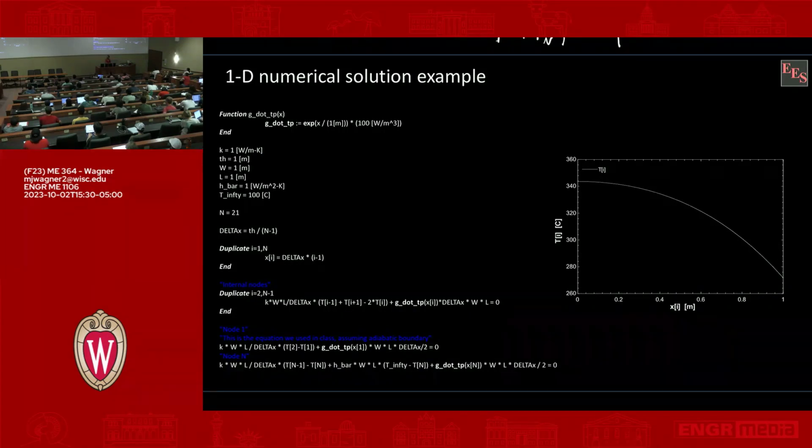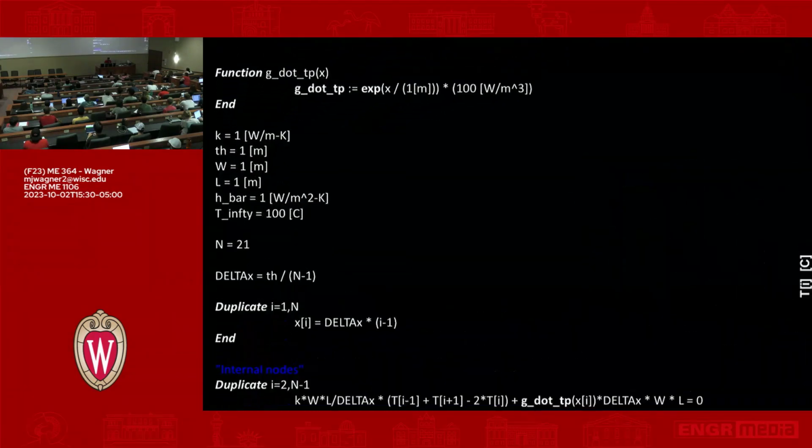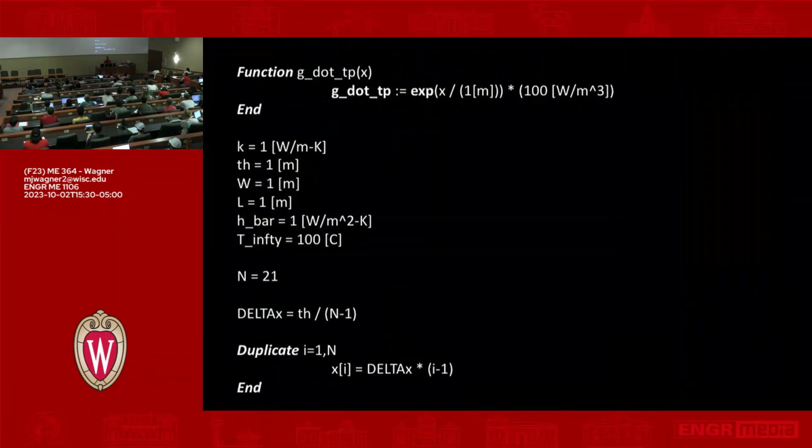Some things, sorry, before I go to 2D, what I want to point out here: this is the solution to the example. Let me just show you what I'm doing. So in EES, we have this generation function that's dependent on position x. I wrote this function in EES. I just pass it a position x, and it evaluates g dot triple prime. If we wanted to replace this with some more complicated function, like a lookup table, you can do that, right? You just replace it.